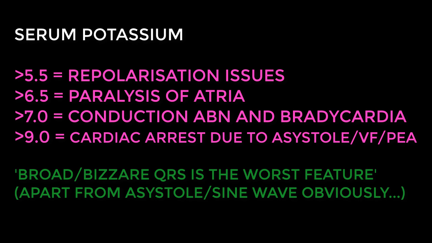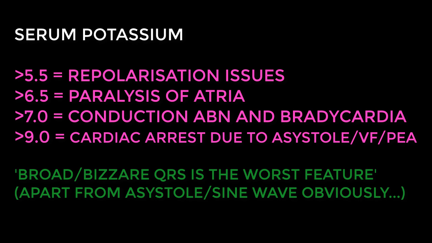So the effects of hyperkalemia on the ECG: with a serum potassium greater than 5.5, you will have repolarization abnormalities. This is peaked T waves, which is usually the earliest sign of hyperkalemia. If you have a serum potassium greater than 6.5, this is associated with progressive paralysis of the atria. This means that your P wave widens and flattens, so you'll have small, low, flat P waves. At this stage you will also have longer PR segments, and the P waves eventually disappear as serum potassium increases.